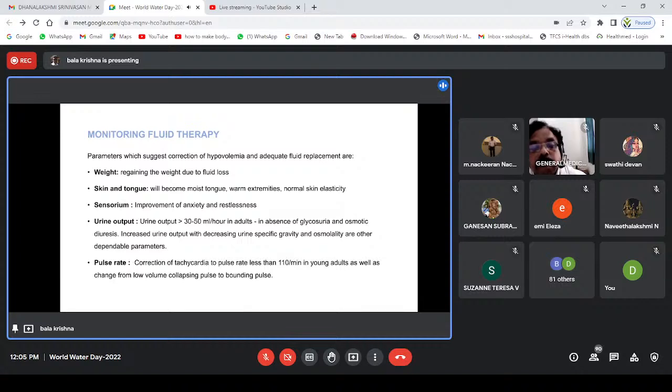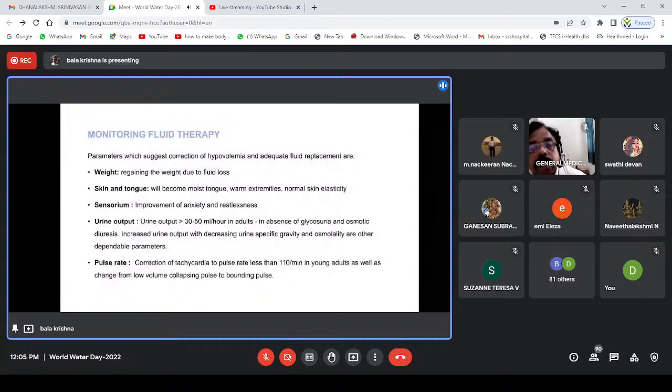The urine output will increase to 30 to 50 ml per hour in adults, in the absence of renal glycosuria or osmotic diuresis, with decreasing urine specific gravity and osmolality or other dependable parameters. Correction of tachycardia to a pulse rate of less than 110 in young adults, as well as a change of pulse volume from a low, collapsing pulse to a bounding pulse, indicates the patient is responding to our fluid therapy.